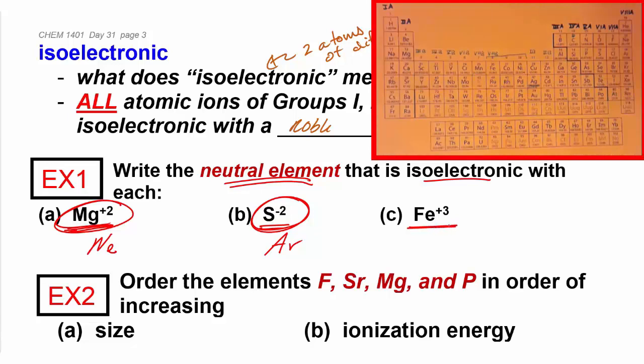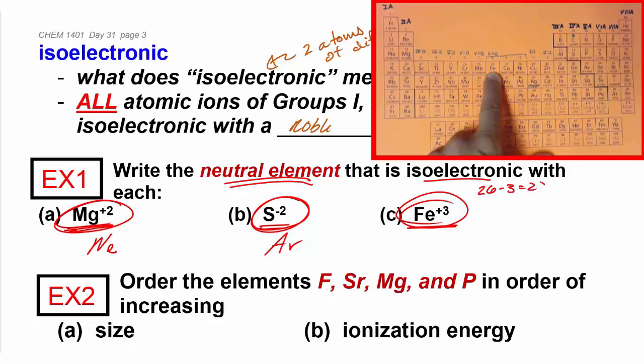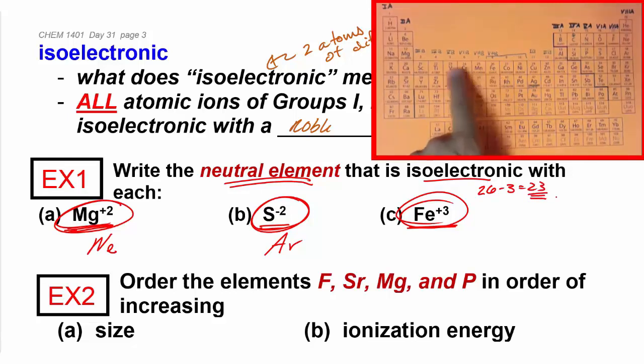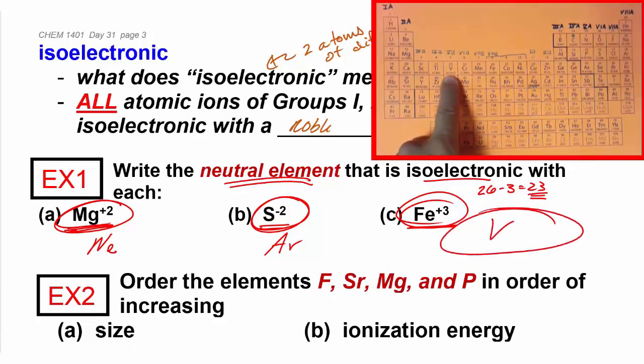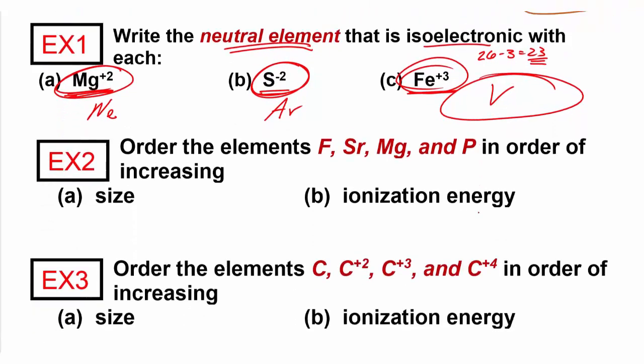Check this out. Iron 3. Iron has 26 electrons. We have to lose 3. So that means we really want 26 minus 3, 23 electrons. Well, what has 23 electrons? 1, 2, 3. Vanadium. Vanadium has 23 electrons. Iron 3 and vanadium are isoelectronic.